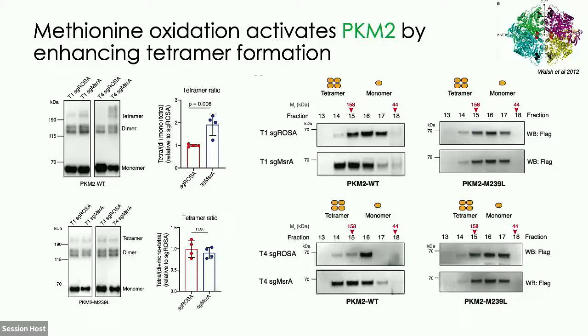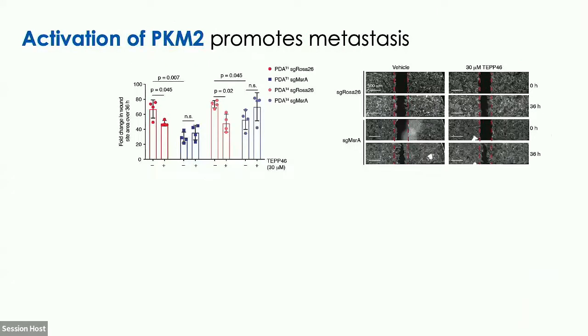And so finally, all of this data suggests that loss of MSRA oxidizes methionine 239 in PKM2 and increases its enzymatic activity. But the key question is whether this underlies the migratory and metastatic phenotype that we see in MSRA knockout cells. And so finally, in this last slide, I would like to share with you this experiment where we used a small molecule called TEPP46 to increase tetramerization and activity of PKM2. In a wound healing assay, we show that activation of PKM2 indeed increases cell migration in wild type cells, and this phenocopies cells that lose MSRA expression. And importantly, MSRA knockout cells are insensitive to this small molecule.